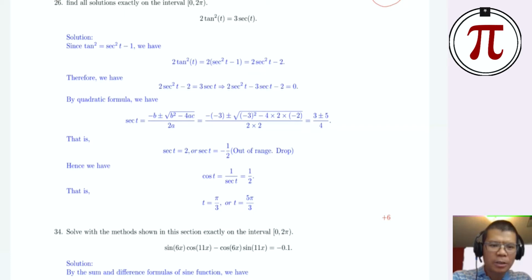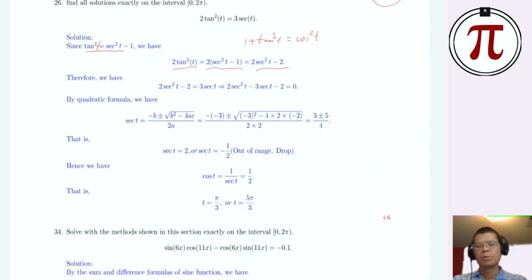Here is a solution. As we know the alternative forms, tangent squared t equals secant squared t minus 1. This is the alternative form of the Pythagorean identity: 1 plus tangent squared t equals secant squared t. It's one of the alternative ones. So tangent squared t is going to be secant squared t minus 1. Then we will have 2 tangent squared t equals 2 secant squared t minus 2, which equals this.